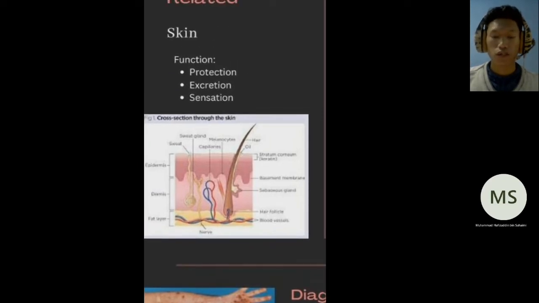I also include the physiological function of skin. Some of it is protection, excretion, and sensation. Protection is given by the epidermis, which we can see has a thick layer, and excretion is given by the sweat gland. They will excrete sweat, and lastly, the sensation is given by the sensory neurons that are located in the skin.